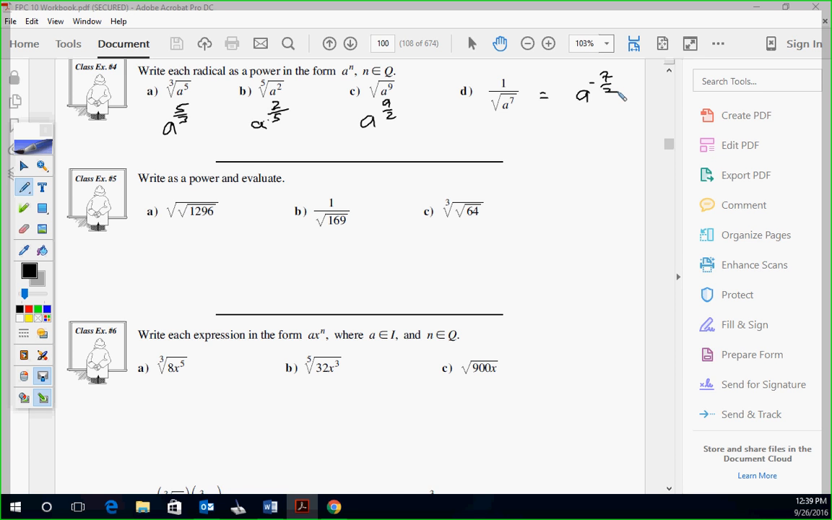Okay, so we're going to write these as powers and evaluate. So first off, any questions up here? Okay, so write these as powers and evaluate. So I have 1296 to the what? It's to the 1/2, right? And then again to the 1/2.